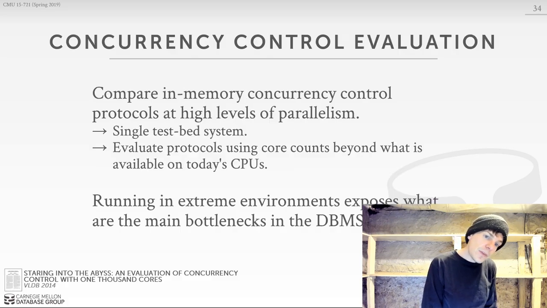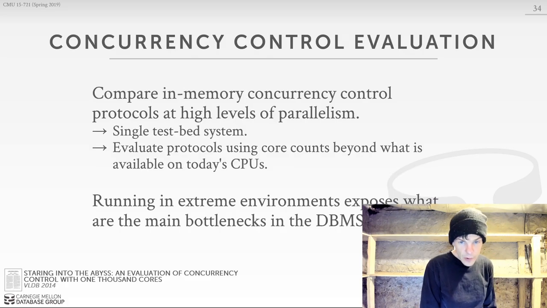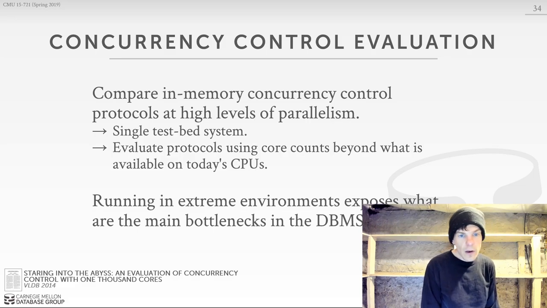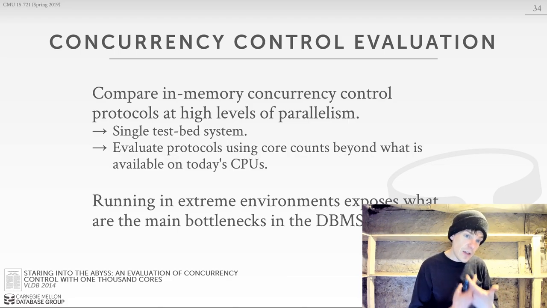To understand this better, the paper I had you read was a survey paper that I wrote with a PhD student back at MIT, evaluating these concurrency protocols in the context of in-memory databases, but looking at them at a really high level of parallelism. What I mean by that is, instead of looking at a single machine that maybe has 32 or 64 cores, we want to look at really large core counts and see how the protocols actually fare. And we're going to do this in the context of a single test system, so we don't worry about aspects and features of the database system that may interfere with or taint our measurements.